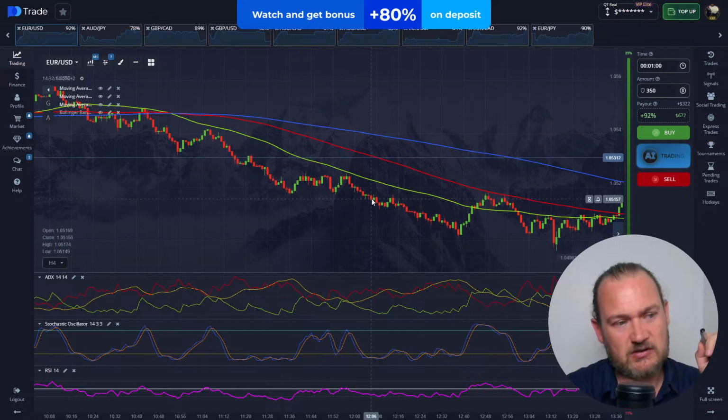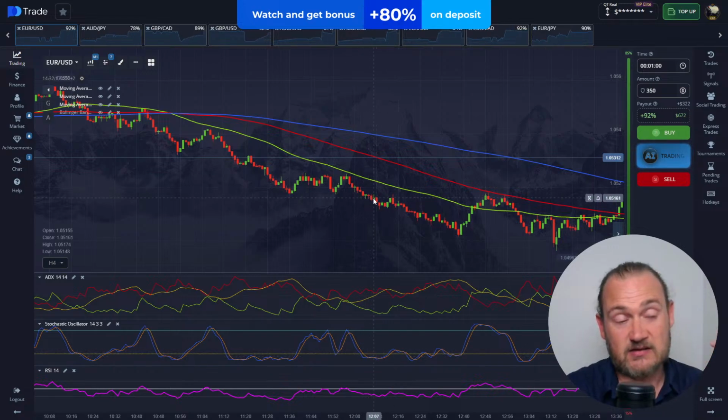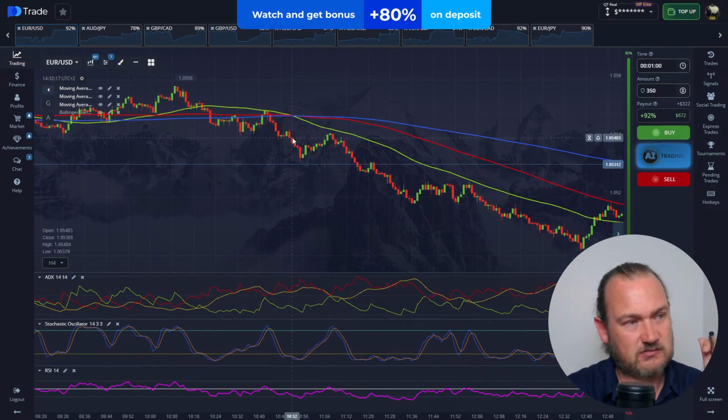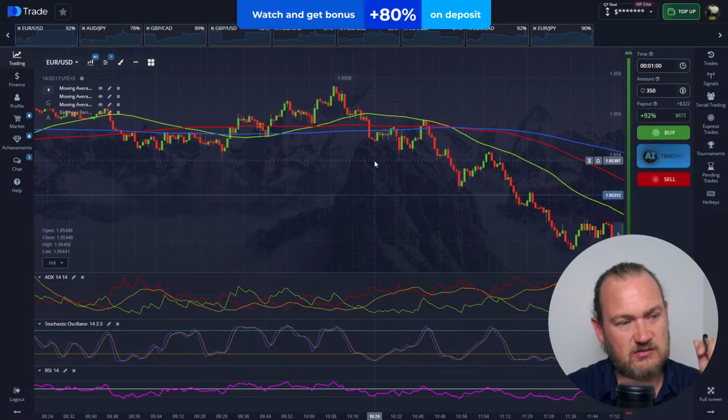We had the drop here and the ADX was climbing. We can see the ADX climbing. My stochastic went into oversold, and you would have had a nice sell opportunity there. Same here, where price was moving up.